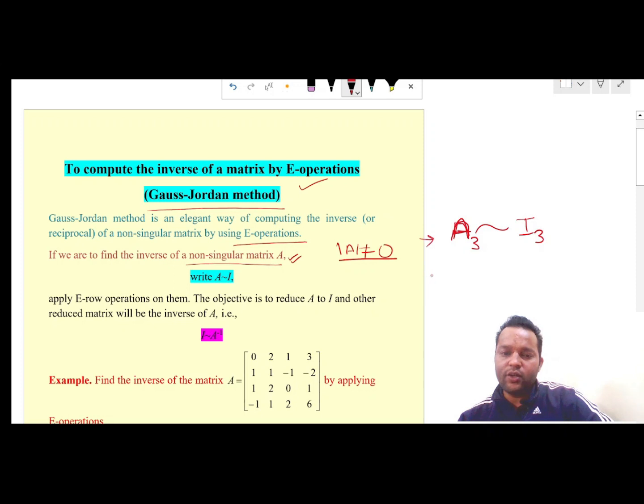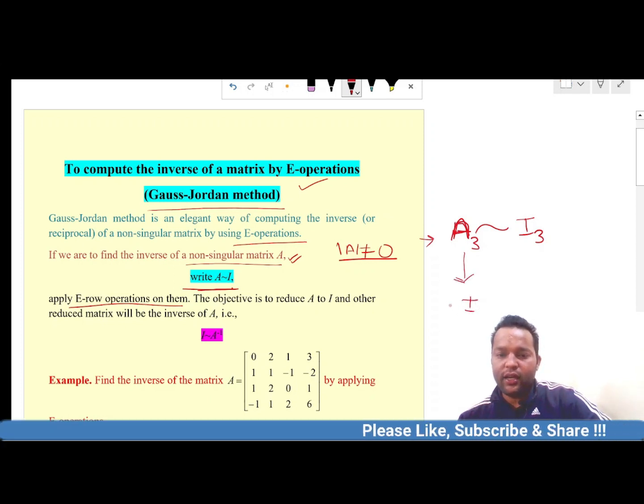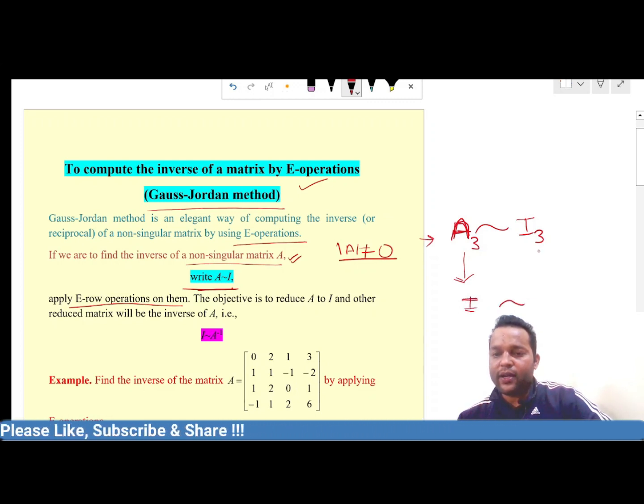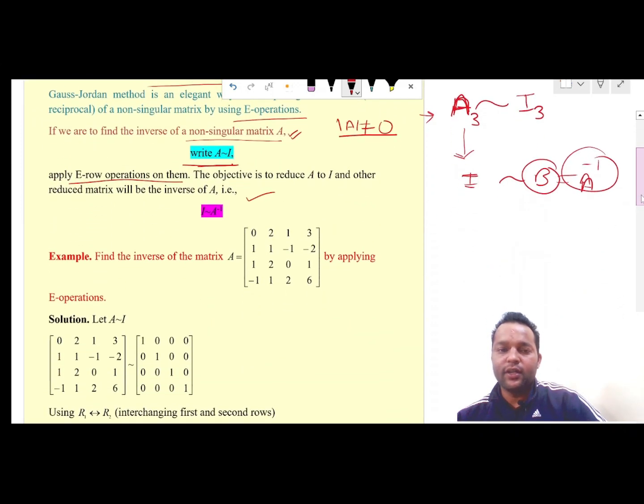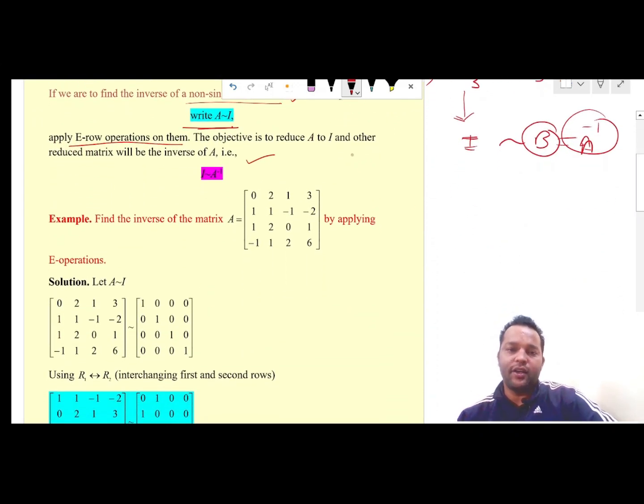Then, with the help of a sequence of elementary transformations applied on this representation, our objective is to reduce the given matrix A into the identity matrix I, and this second matrix, that is the identity matrix, is transformed into another matrix B. That matrix B will be the inverse of the given matrix A. This is our Gauss-Jordan method, which is basically an elegant and convenient way to find the inverse of a given matrix without calculating its determinant.